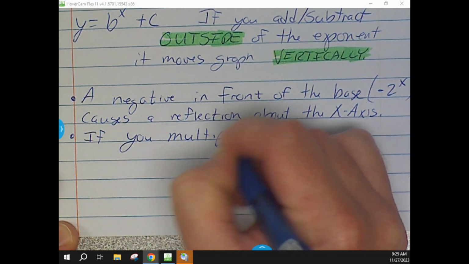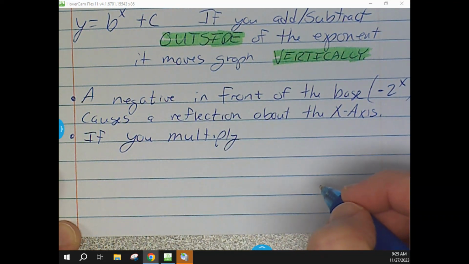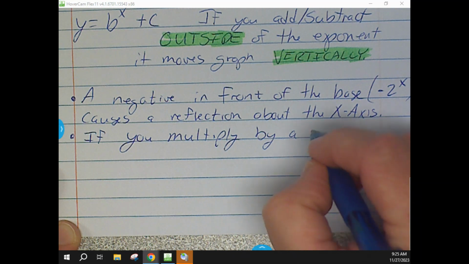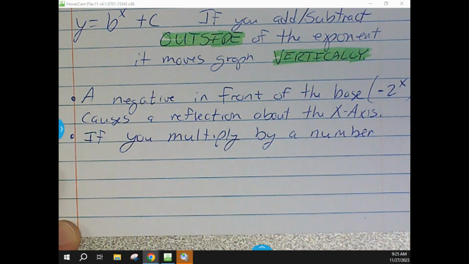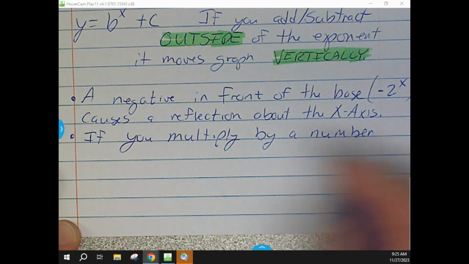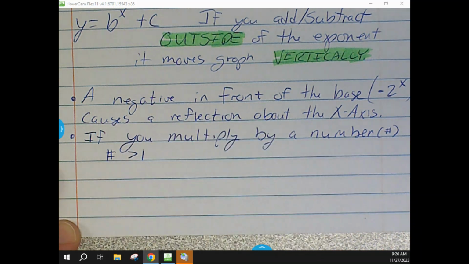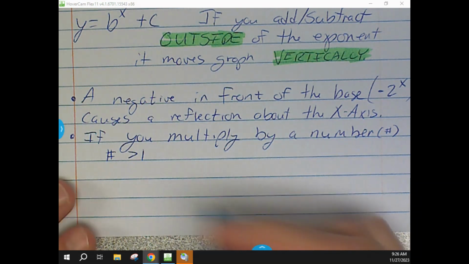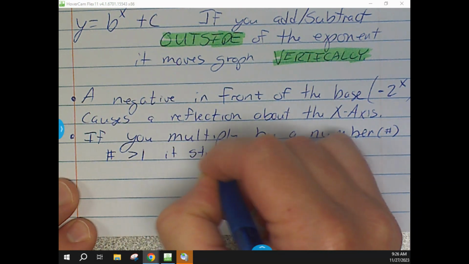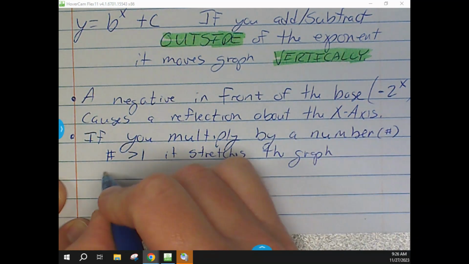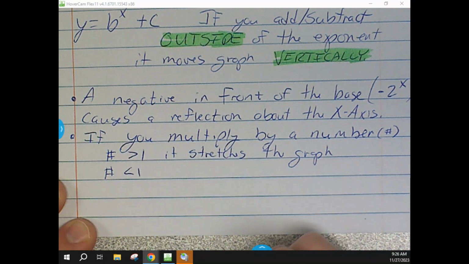And then if you multiply by a number, and if that number is greater than 1, think about when we did the quadratics. The bigger the number you multiplied, how you stretched your hands apart. Same thing on this one. If the number is greater than 1, it stretches the graph. And if the number is less than 1, it compresses the graph.